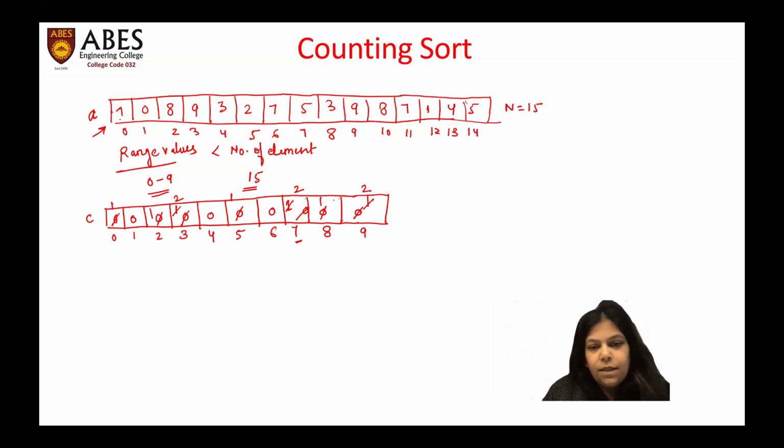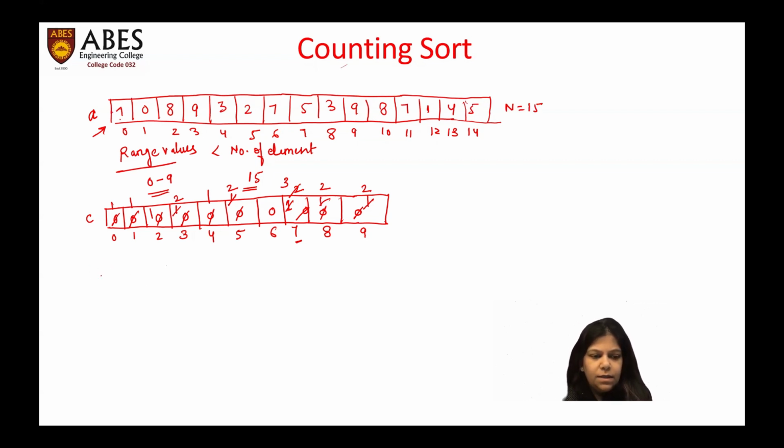And for 8, this will be incremented to 2. Then for 7, this will be incremented to 3. Then again, I have got 1. So this will be incremented to 1. Then 4, this will be incremented to 1. And then 5, this will be incremented to 2.